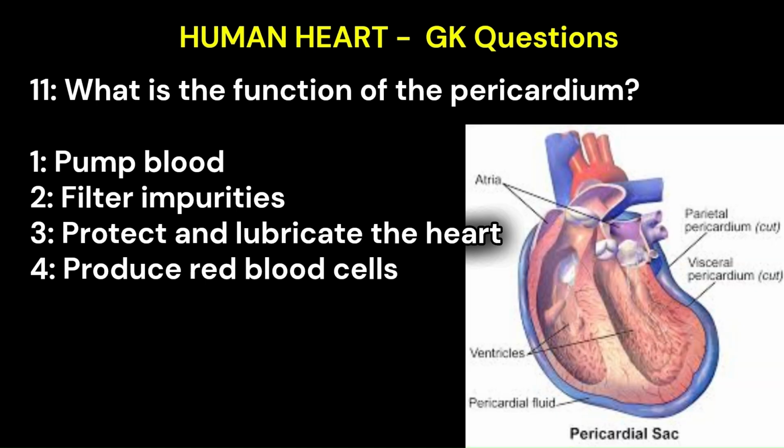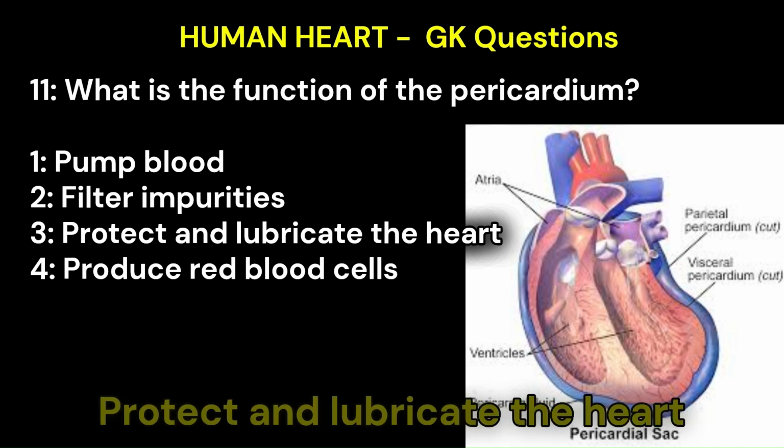Question number 11. What is the function of the pericardium? The options are: Option 1, pump blood. Option 2, filter impurities. Option 3, protect and lubricate the heart. Option 4, produce red blood cells. The correct answer is protect and lubricate the heart.